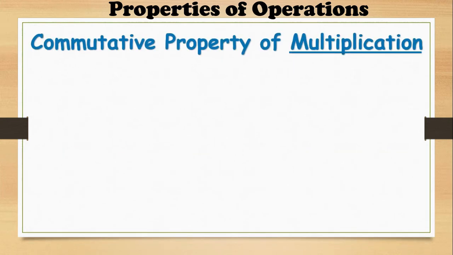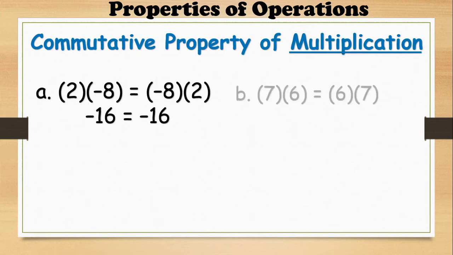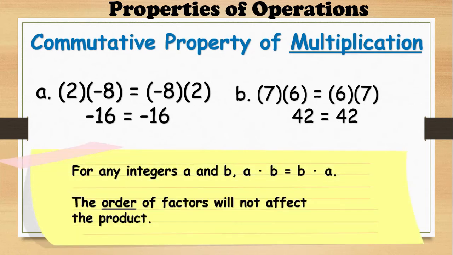How about the commutative property of multiplication? So ayan, pansin natin we have 2 times negative 8. Baliktarin natin, we have negative 8 times 2. Pag kinuha natin yung product, it's still the same, which is negative 16. Another example, we have 7 times 6 equals 6 times 7. Pag kinuha natin ang product, magiging 42. Parehas lang doon sa kabila. So for any integers a and b, a times b is also equal to b times a. The order of the factors will not affect the product.